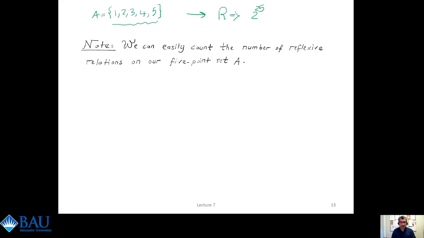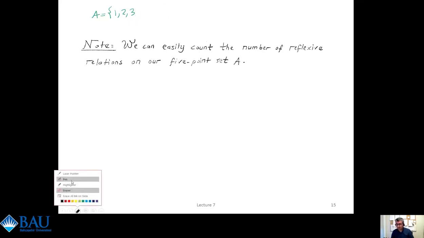How many of them are reflexive? We have this many different relations. How many of them are reflexive? That's a question. Let me make it a little easier. Let us make it up to 3. Okay. How many relations can we define? 2 to the power 9. This many different relations. How many of them are reflexive?